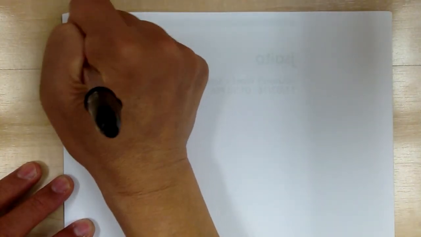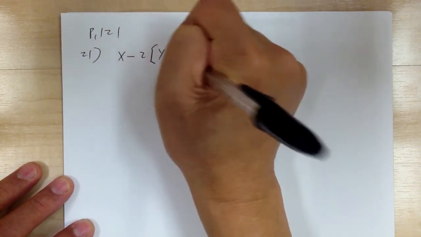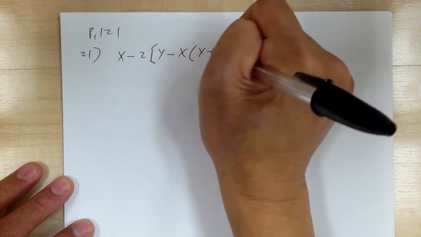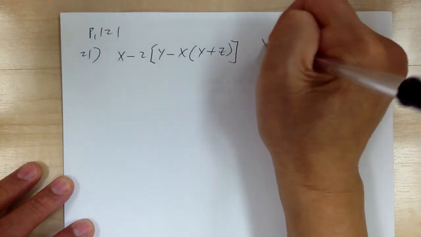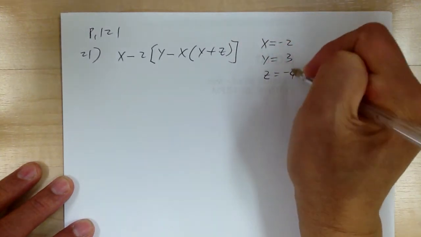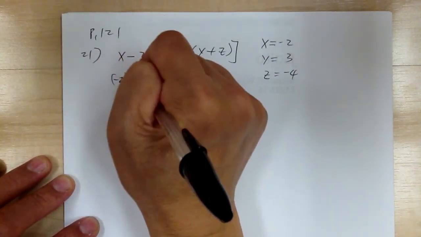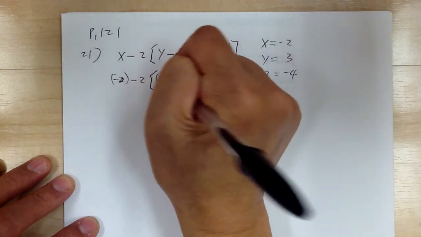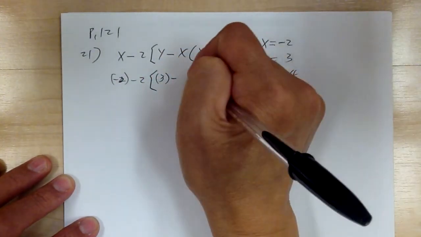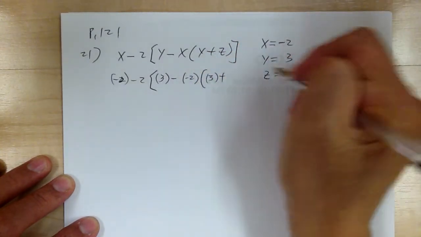Okay, let's go to 21. You have x minus 2 bracket y minus x parentheses x plus z. And again, you got x equal to -2, y equal to 3, z equal to -4. So step 1, you substitute. Don't do anything else. And whenever you substitute, put in parentheses. Okay, and x is -2. And over here, the y is 3. Z is -4.